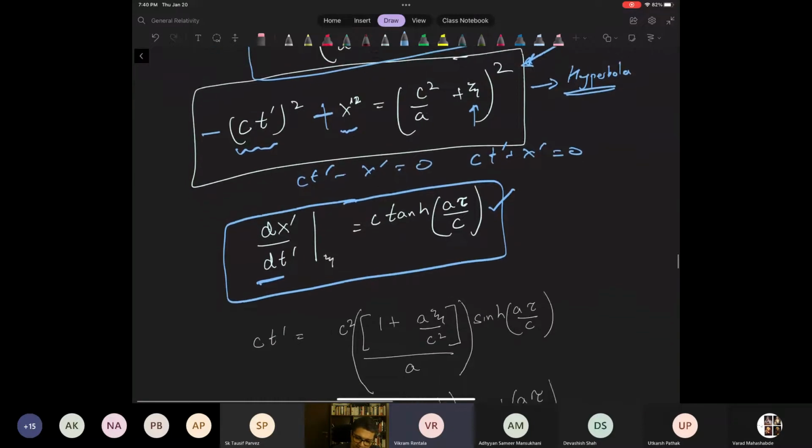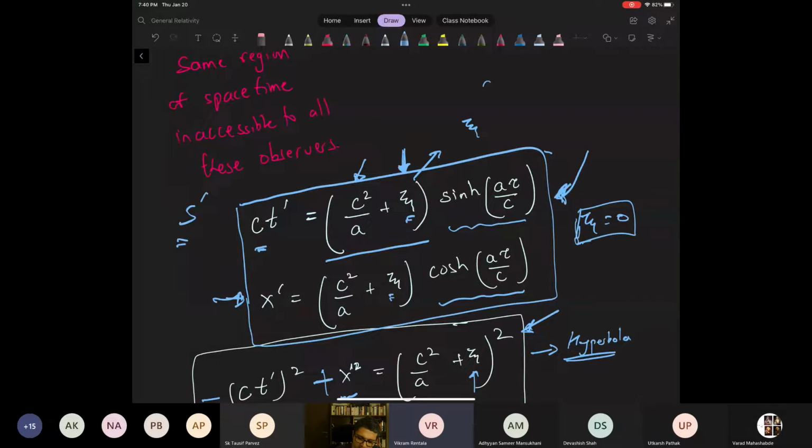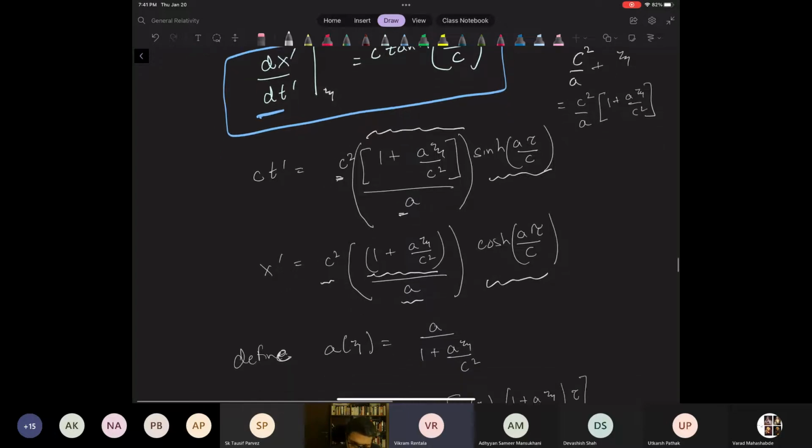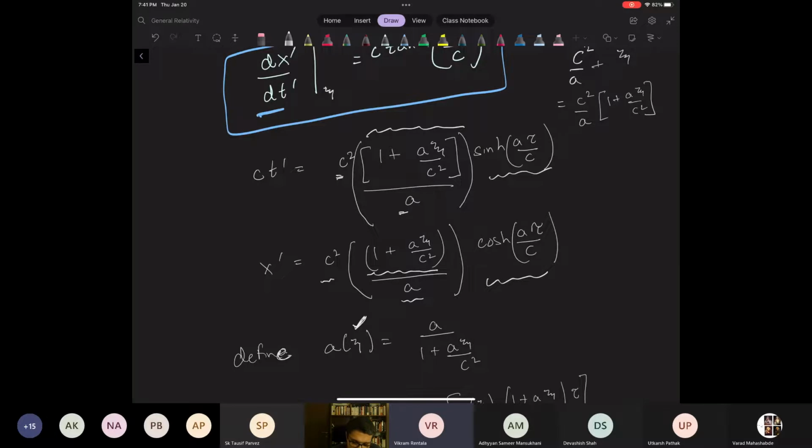The other thing you can see is that if I want to relate this to my old trajectories, I can rewrite c squared by a plus xi by pulling out the c squared by a as common: c squared by a times 1 plus a xi over c squared, times sinh of a tau over c. Similarly for x prime, c squared by a times 1 plus a xi over c squared, times cosh of a tau over c. Now for each observer with a different value of xi, you can define an effective acceleration, a of xi, which by definition is a divided by 1 plus a xi over c squared.